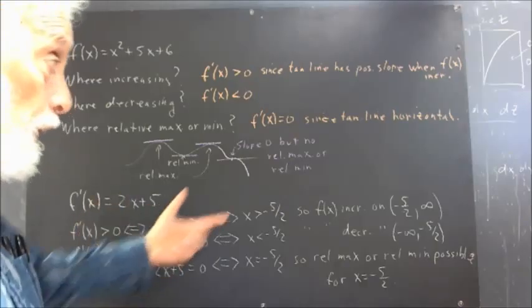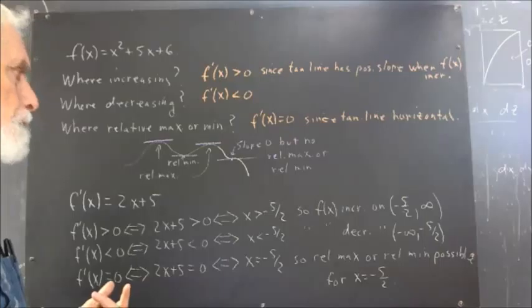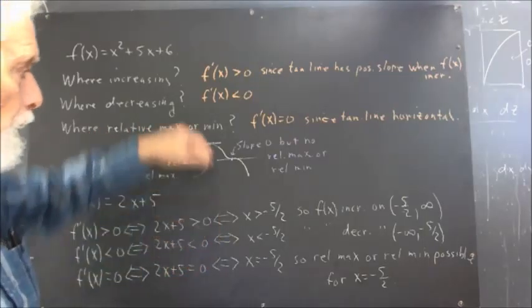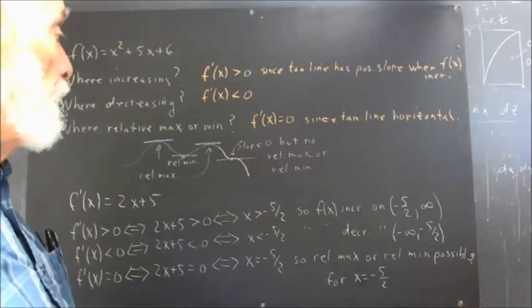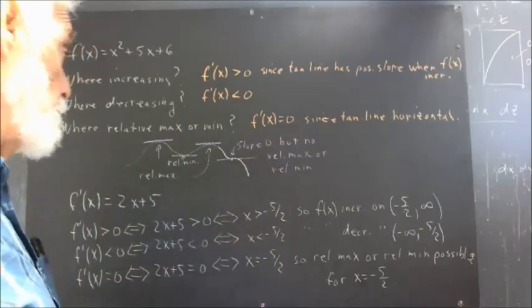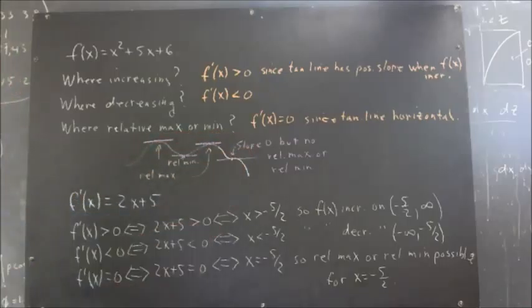And there is another way the slope can be zero. So if the slope is zero, that doesn't mean that we have either relative max or relative min. The function can come down and level off just for an instant and then turn and decrease again. There's a slope zero, but it's not a relative max or relative min. So that's what we mean by relative maximum or relative minimum.